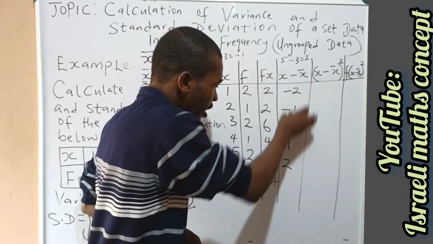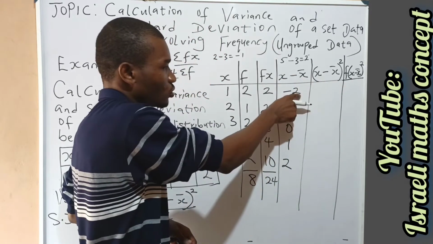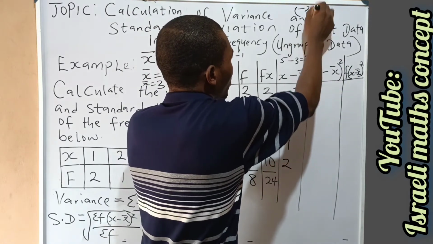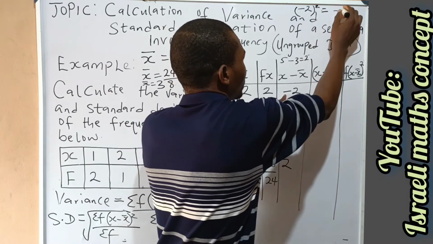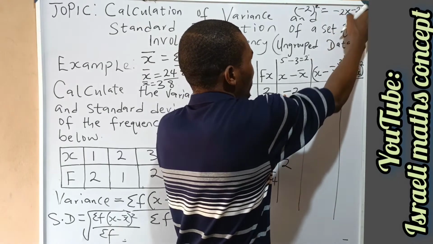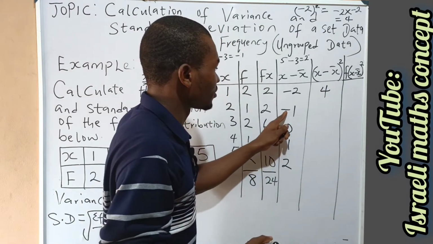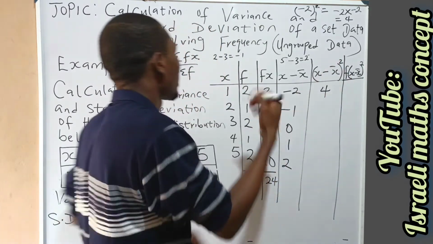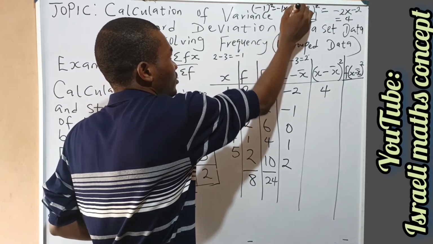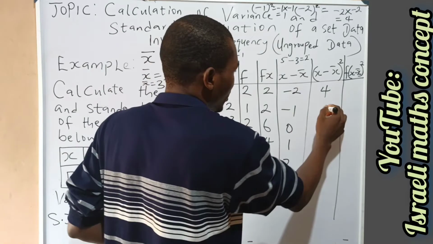So we want to square every value we have in x minus bar x. The first one is negative 2, and negative 2 all squared is the same thing as negative 2 multiplied by negative 2, which gives positive 4. So here we have 4. Then the next value is negative 1 all squared, which is negative 1 multiplied by negative 1, and that will give us 1. So here we have 1.